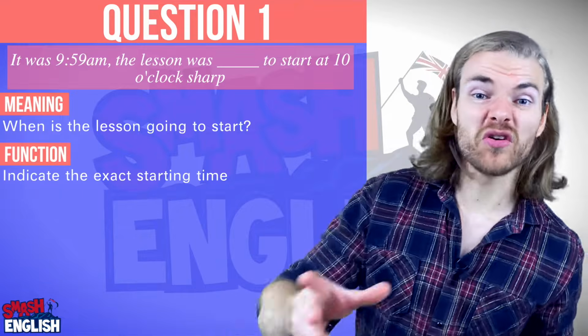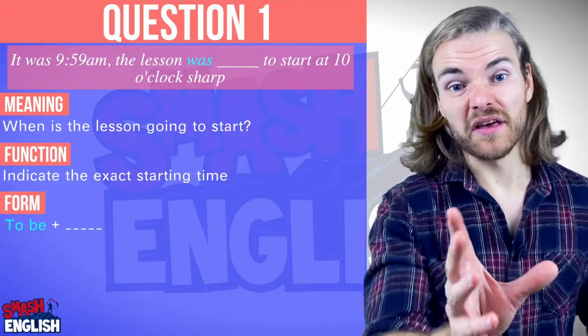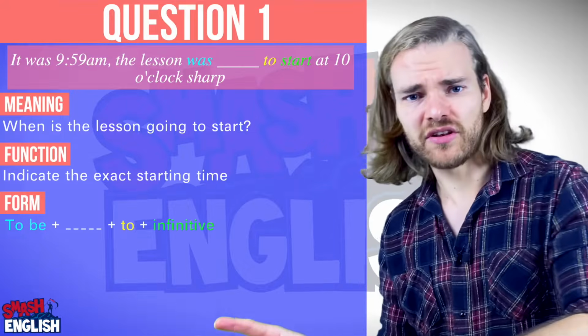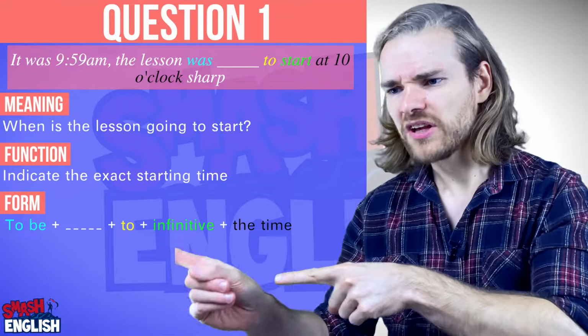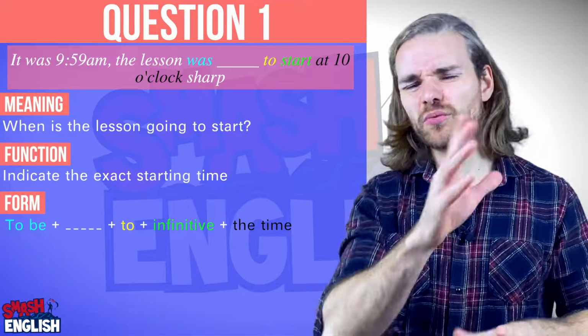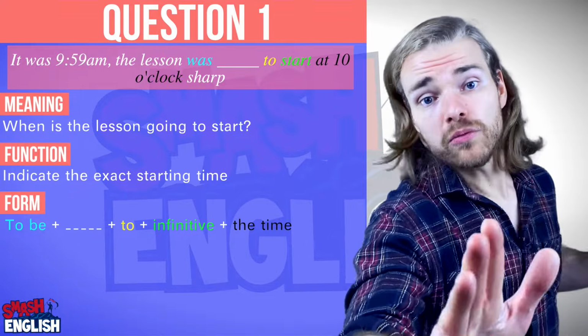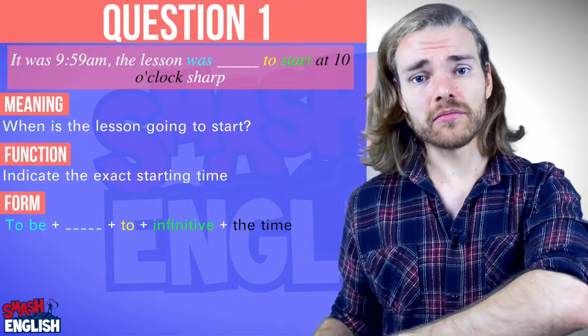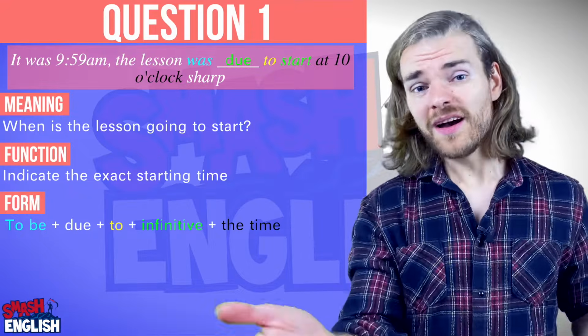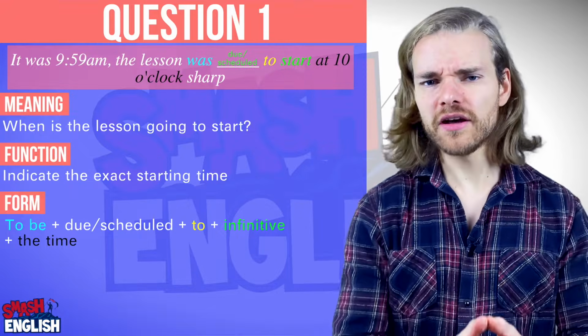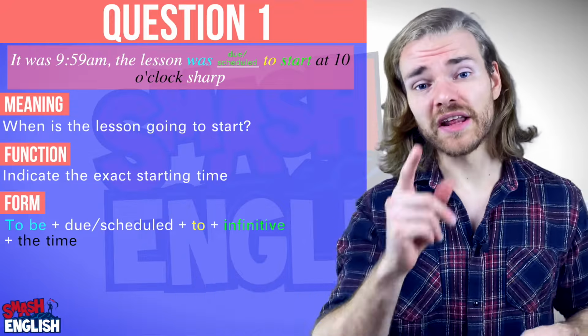So let's focus on the form. We have to be followed by something, followed by to plus infinitive, then followed by the time. What type of word could we have in this space? Well, we have two possible words here. We have due to and scheduled to, and both of these are absolutely fine.